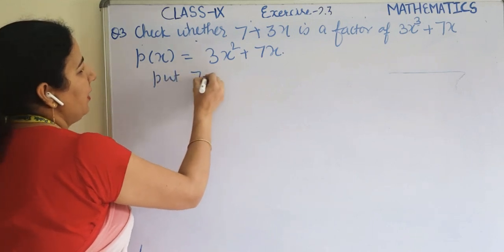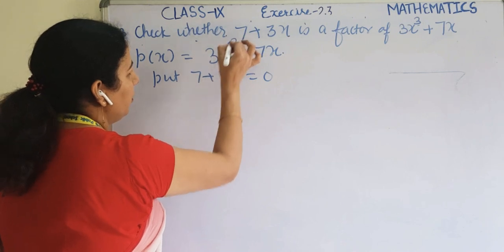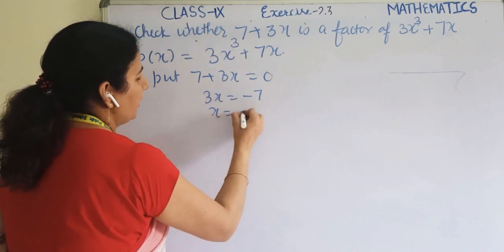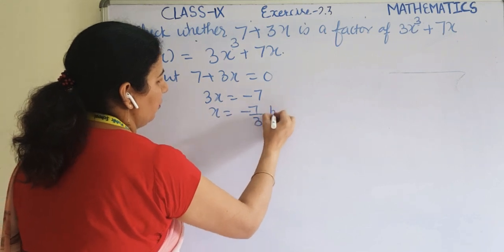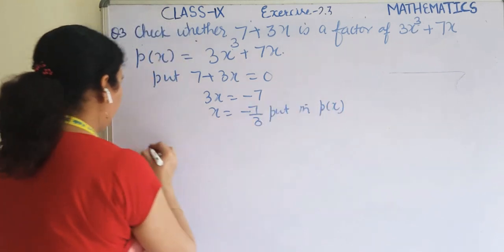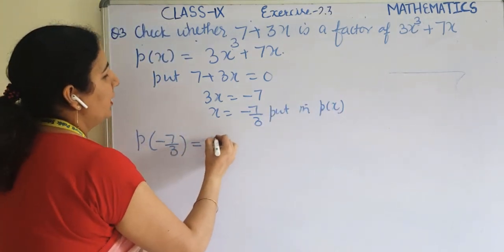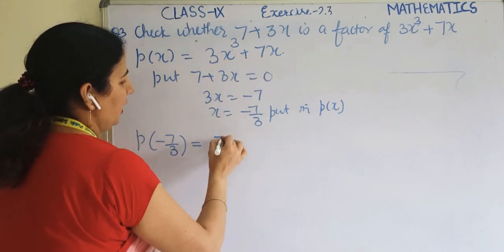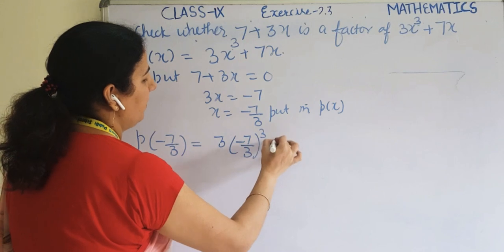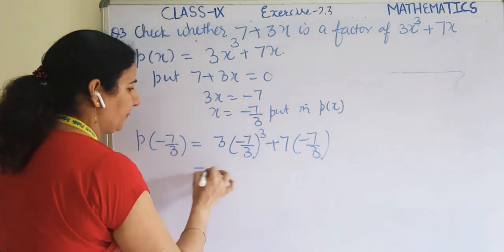Put 7 plus 3x is equal to 0. Here they have given cube. Then 3x is equal to minus 7. x is equal to minus 7 upon 3. Put this value in the main polynomial p(x). Now p(x) will be 3 into minus 7 upon 3 whole cube plus 7 into minus 7 upon 3.